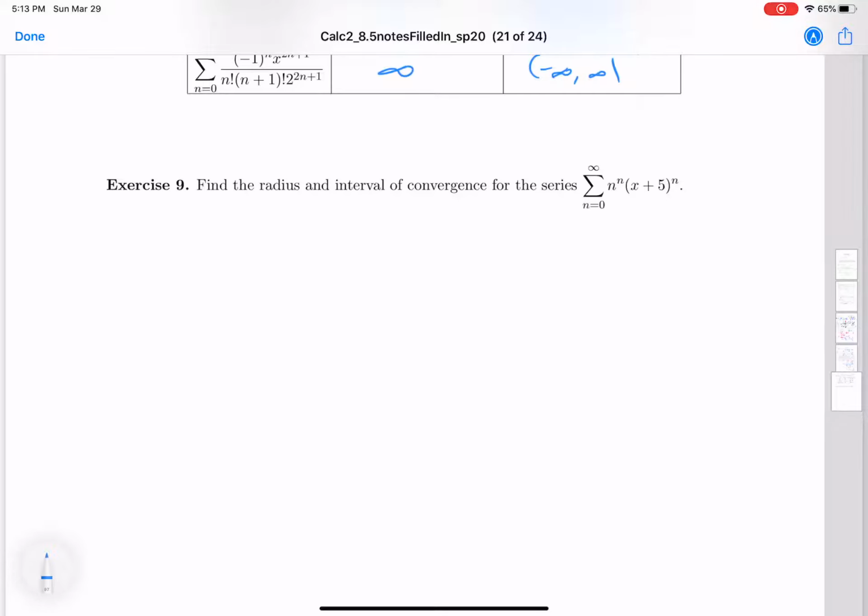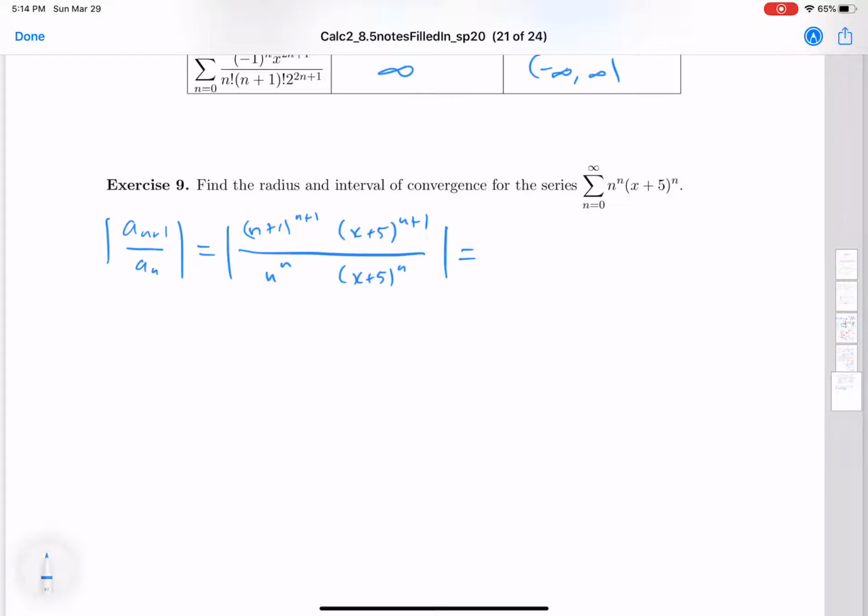So once again, we are always going to start by doing the ratio test. And when we do that, on top, our a sub n+1 is (n+1)^(n+1) times (x+5)^(n+1). And here we can write it as a normal fraction because we don't have a fraction within a fraction. We get n^n on the bottom times (x+5)^n, of course, taking the absolute value of that.